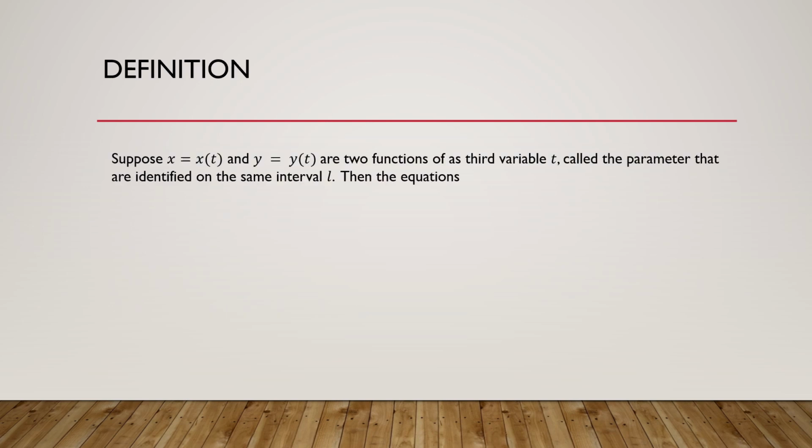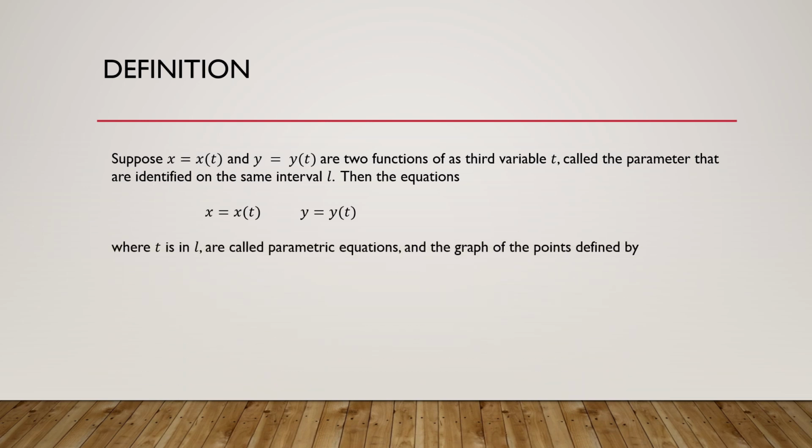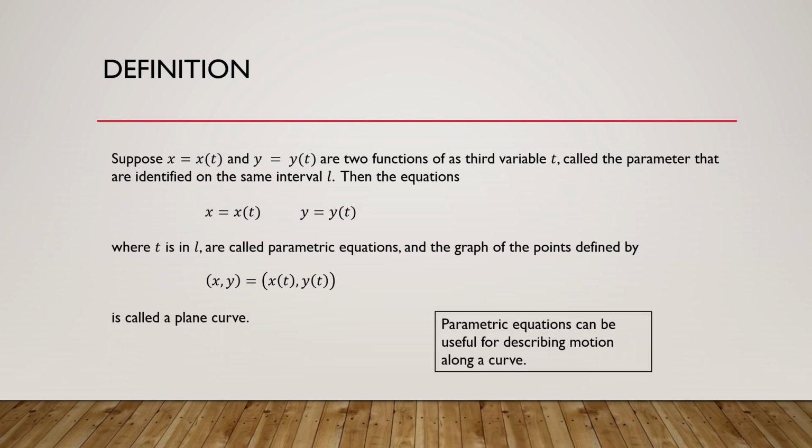Suppose x equals x of t and y equals y of t are two functions of a third variable t, called the parameter, that are identified on the same interval I. Then the equations x equals x of t and y equals y of t, where t is in I, are called parametric equations, and the graph of the points defined by (x, y) equals (x of t, y of t) is called a plane curve. Parametric equations can be useful for describing motion along a curve.